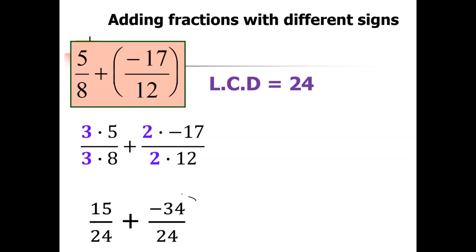Now, as you can see, you will apply rule number 2 on the top. We will subtract the numbers, keeping the sign negative because 34 is a bigger number. The final answer should be negative 19 over 24. And once again, you cannot reduce it. It's already in the lowest terms.